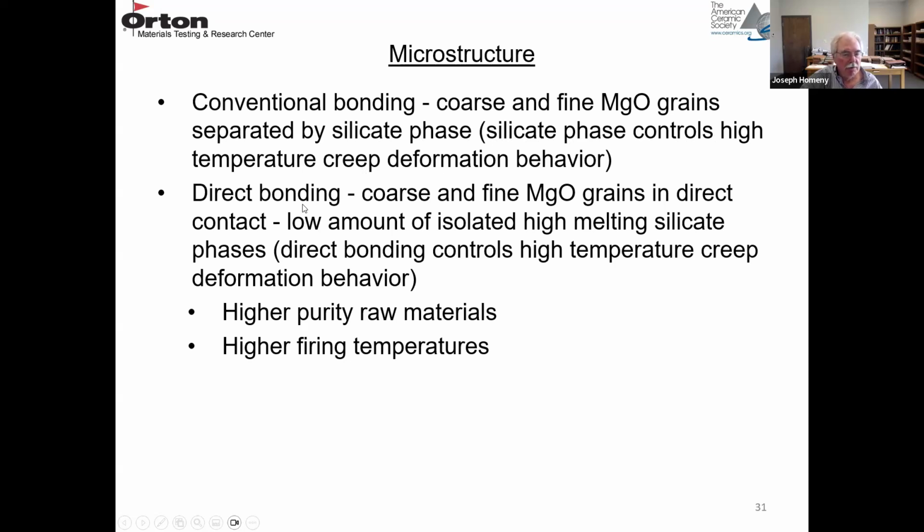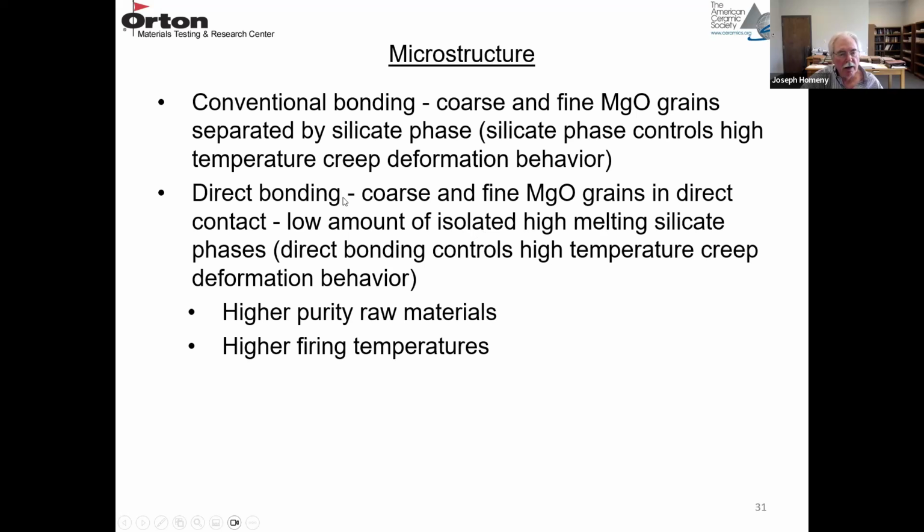If it's direct bonded, now you're going to have coarse and finer MgO grains in direct contact with each other. So that's direct bonding, direct crystal to crystal contact. The silicate phases are going to be higher melting, so more viscous at higher temperatures, and they're going to be isolated. They're not going to coat the grain boundaries completely. So now this direct bonding is going to give good high temperature creep resistance and good high temperature strength.